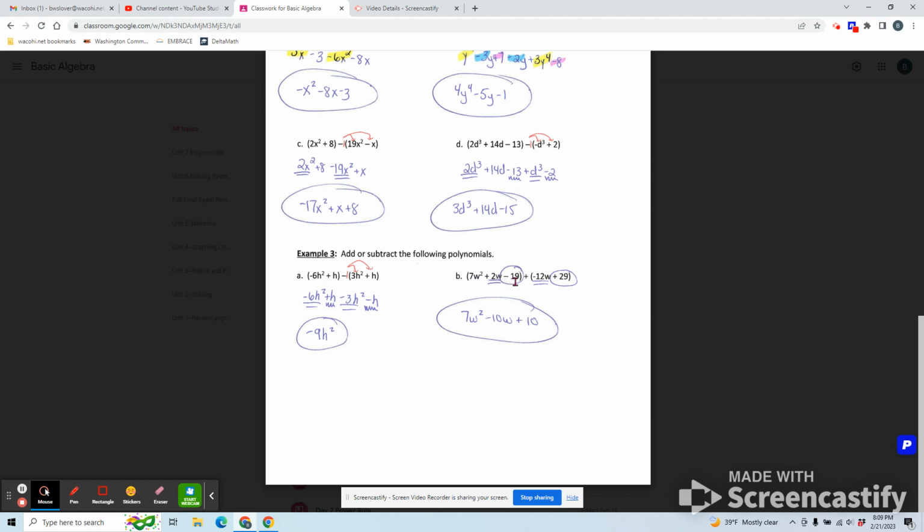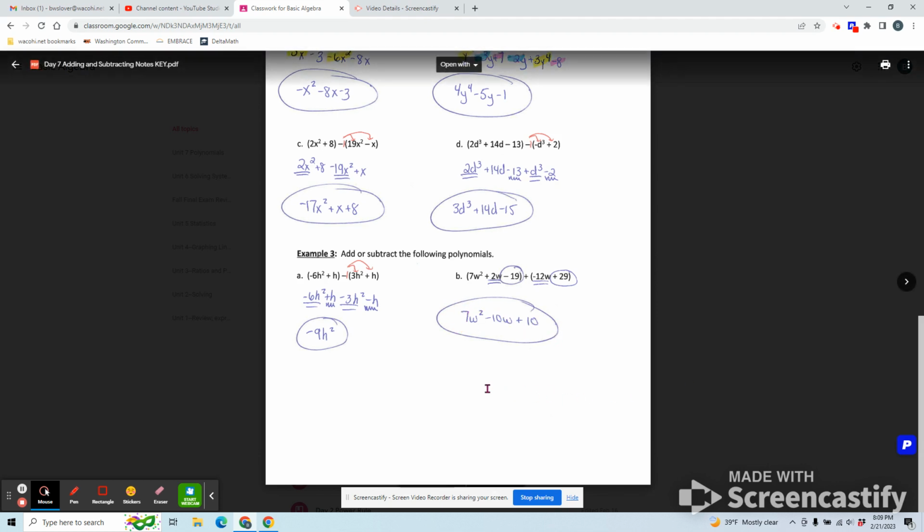And then in letter B, I have a plus sign in between my two sets of parentheses. So I'm just looking for like terms. I didn't even have to rewrite it. If you want to, you can rewrite it without the parentheses, but that's totally up to you. So I just circled, underlined my like terms, and I made sure to put it in standard form, largest power or degree first, and then the next one, so on and so forth.